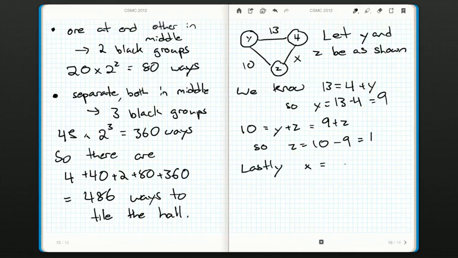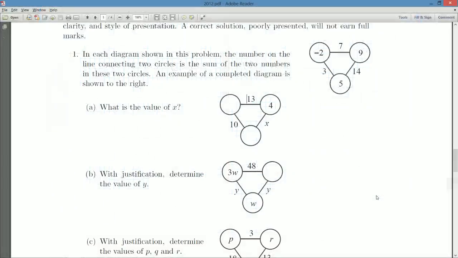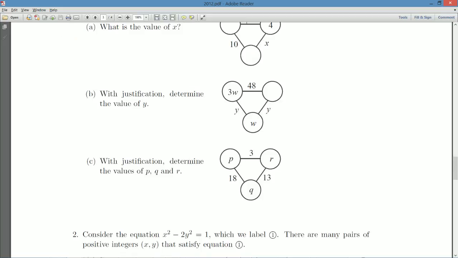And lastly, we know x is equal to 4 plus Z. But we just figured out what Z is. So it's 4 plus 1, which is equal to 5. And that's our final answer for part A. Nice, simple, introducing us to the concept of the triangle summing bubble thing. And if we wanted to, we could write those numbers in and just double check, but I'm fairly confident. Part A is fairly simple usually.